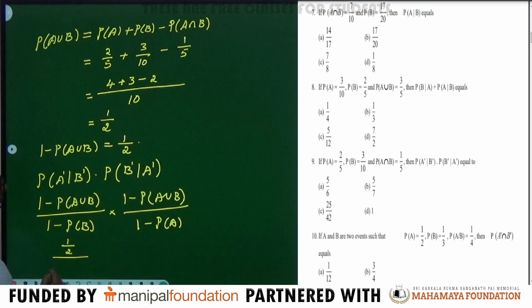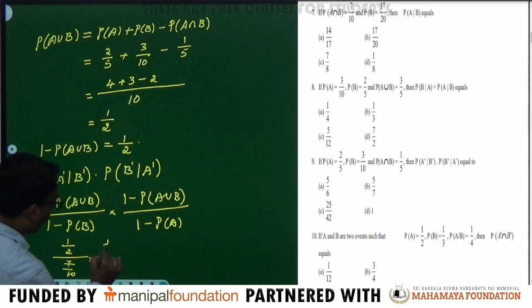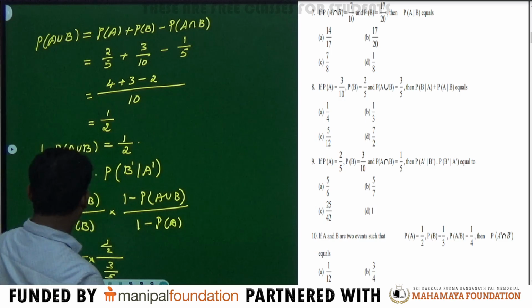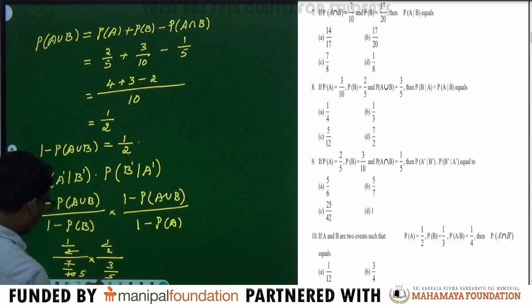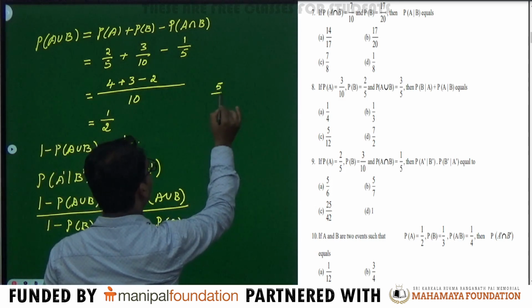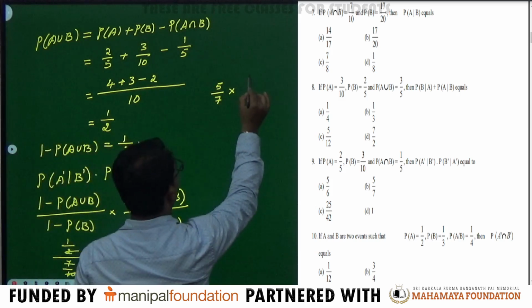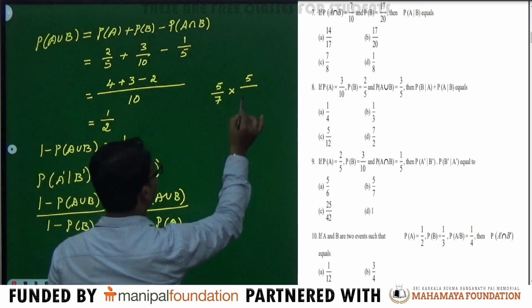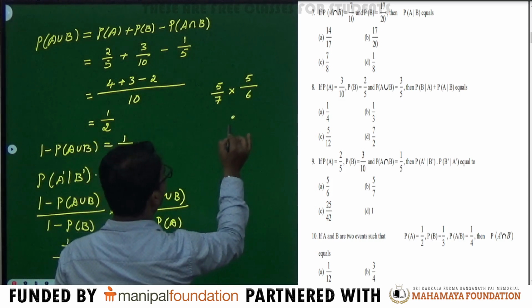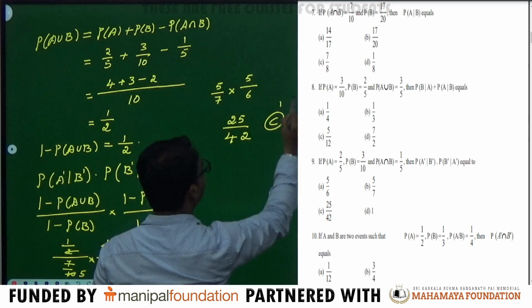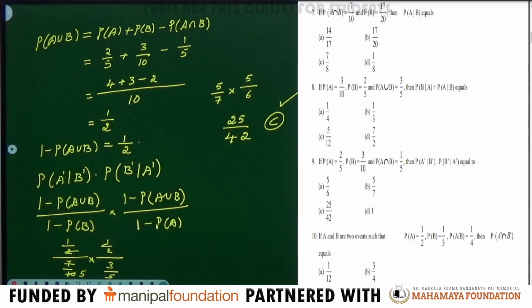After simplification, that is 1 minus 3 by 10 will be 7 by 10, into 1 by 2, upon P of A value is 2 by 5. After simplification, we will get 3 by 5. So again, 2 1s are 2, 5 5s are 5, we will get 5 by 7 into 5 by 6. It is equal to 25 by 42. Therefore, correct answer is option C. The right answer is option C.